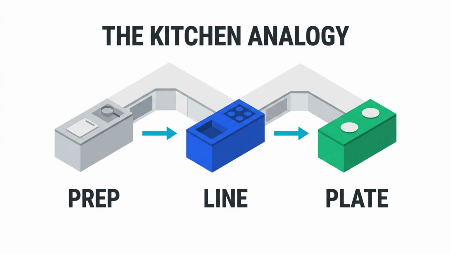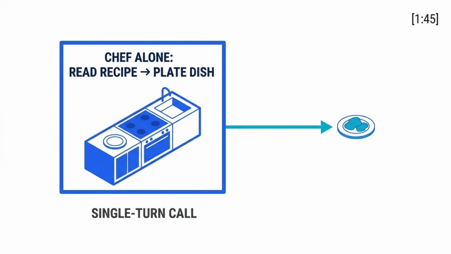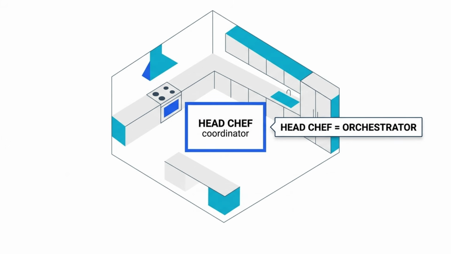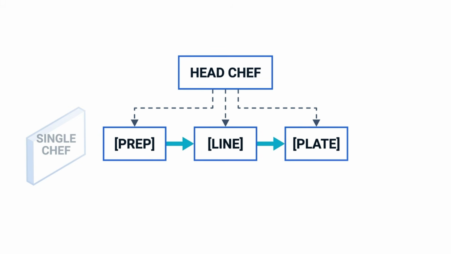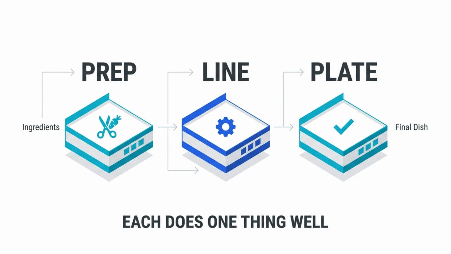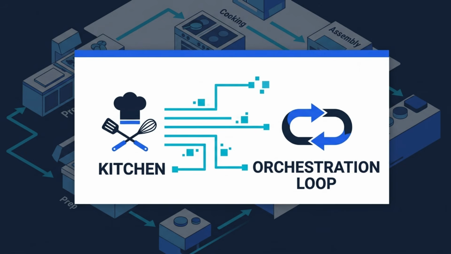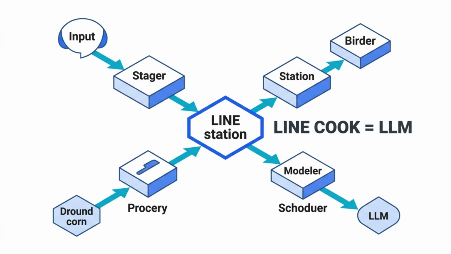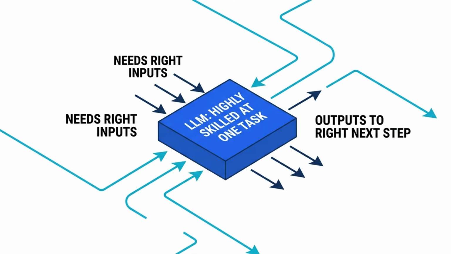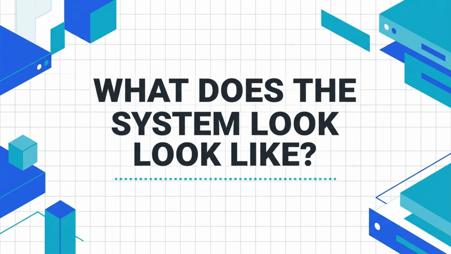Think of it like a kitchen, a single chef reading a recipe once and plating a dish. That is your single-turn call. But a real restaurant kitchen has a head chef coordinating a prep cook, a line cook, and a plating station, each doing one thing well, passing results to the next station and sometimes looping back when something is wrong. The orchestration loop is that kitchen. The LLM is not the head chef. The LLM is usually the line cook, highly skilled at one task but dependent on the system around it to receive the right inputs and pass outputs to the right next step.